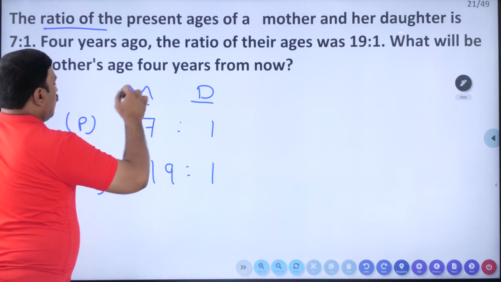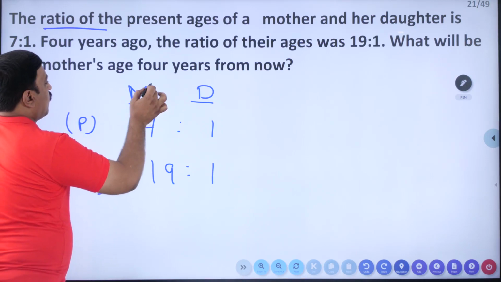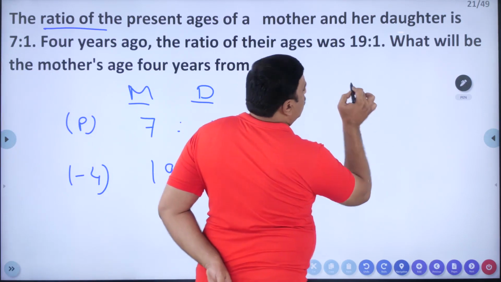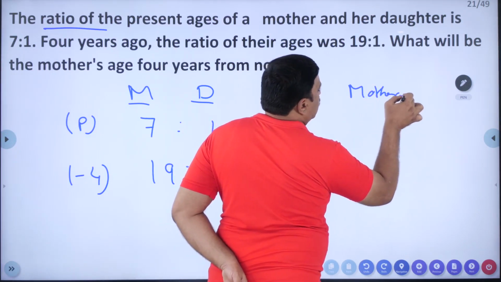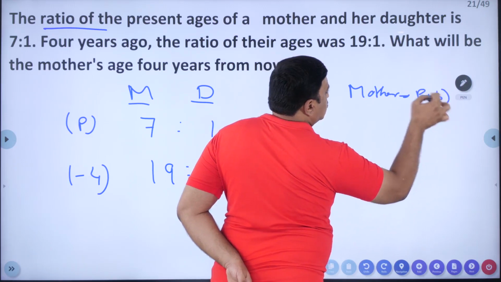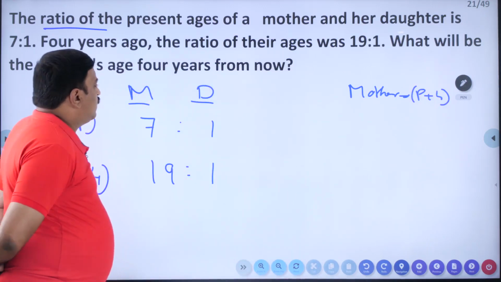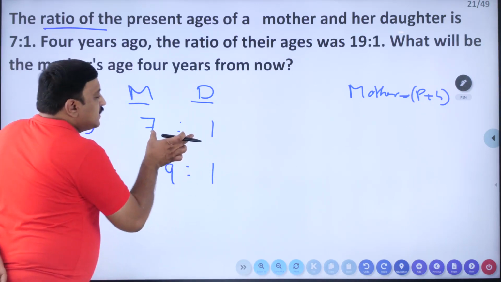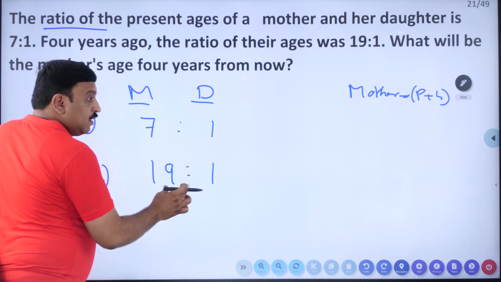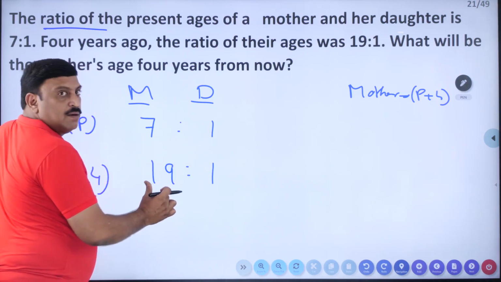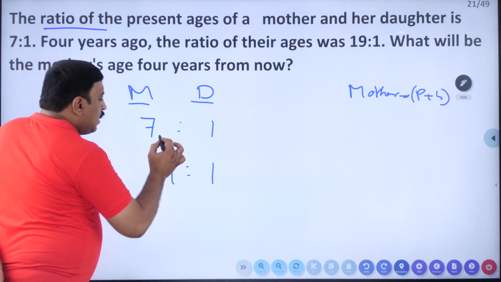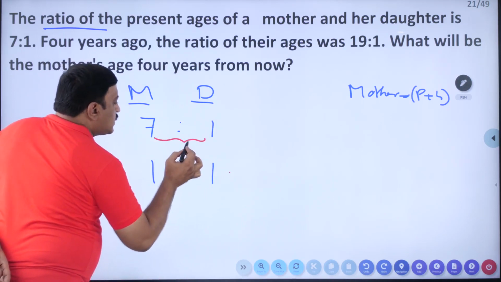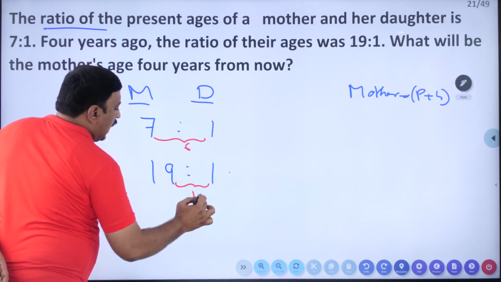Mother's age 4 years from now means from present you have to add 4. I'll write that: present mother's age plus 4 years. That's not a big issue. First of all, balancing is the issue. Observe here 6, and here 18, they are not balanced. So this is 6 parts, this is 18.